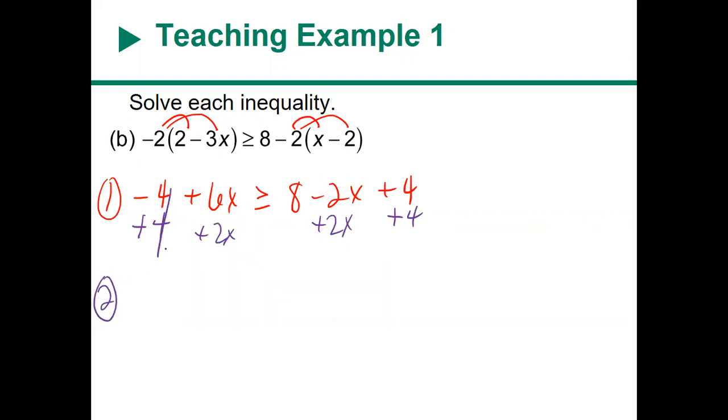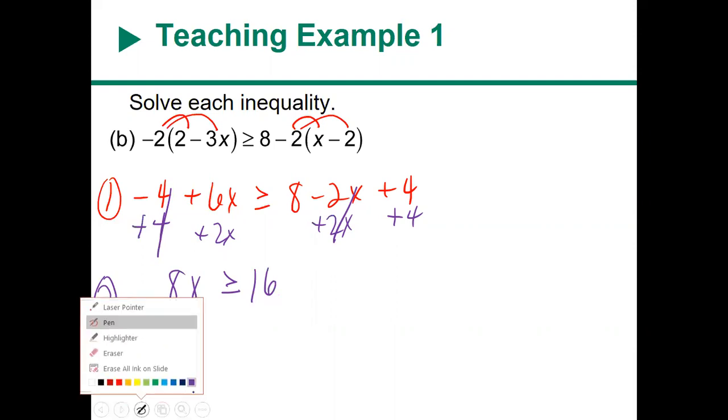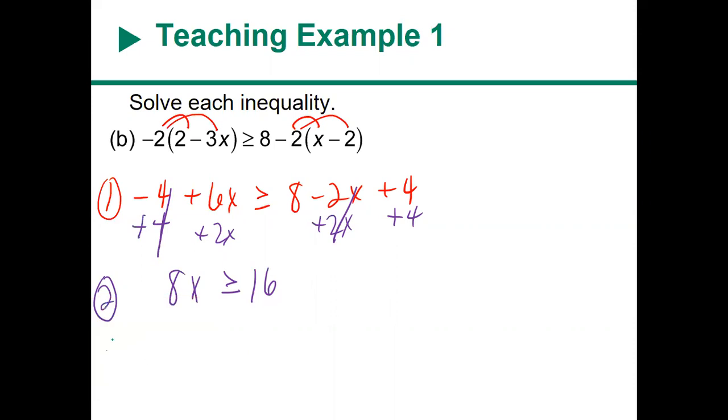So I'm going to add 4 plus 4 plus 2x plus 2x. So now I'm left with 8x is greater than or equal to, and I have 8 plus 4 is 12 plus 4 is 16. And then my last step is to divide. So I divide by 8, it's positive, so it doesn't affect my sign. So I'm left with x is greater than or equal to 2.